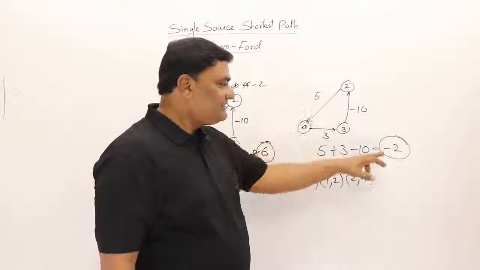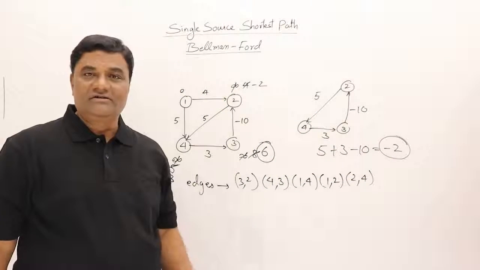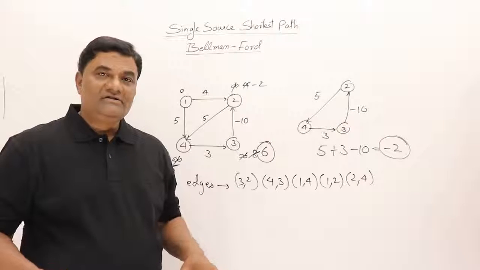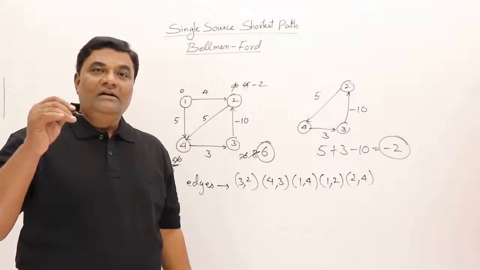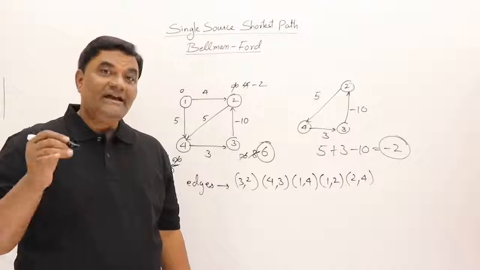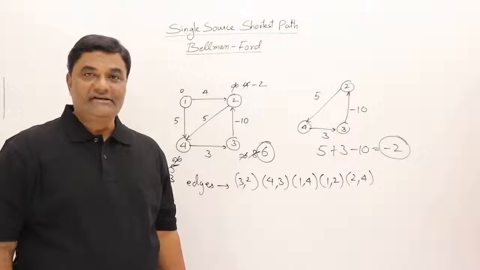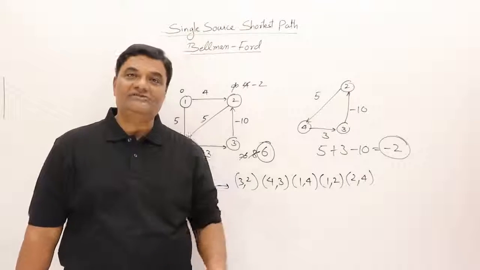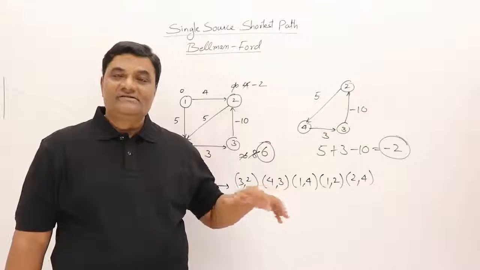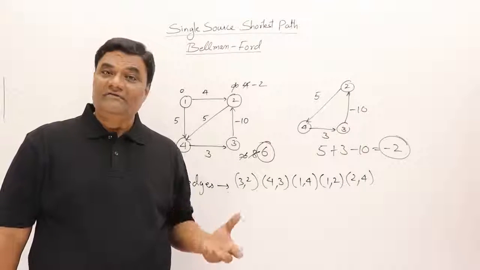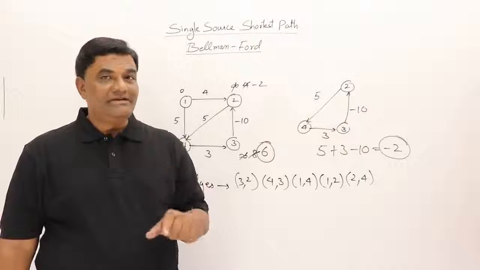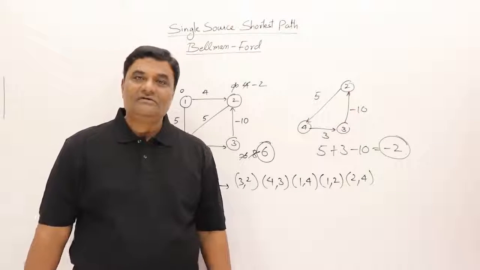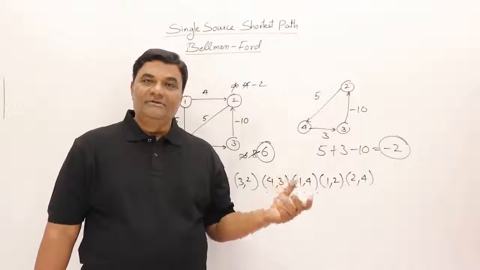The total weight of a cycle is negative. If it is positive, it will work. So if the weight is negative, it will not work. That's all. But the Bellman-Ford algorithm can detect whether there is a negative weight cycle or not, because after performing n minus 1 times, we can relax one more time and check if the vertices are getting relaxed. If any of the vertices is getting changed, then it means there is a negative weight cycle. So that's all about the dynamic programming Bellman-Ford algorithm.